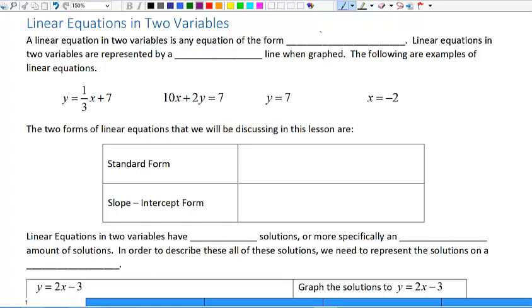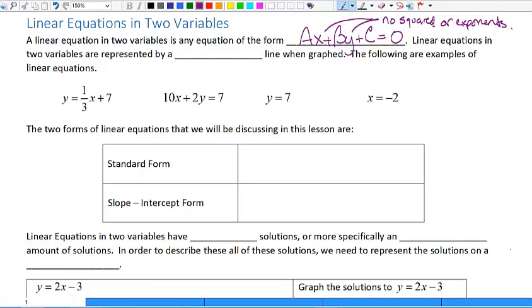In this lesson, we're talking about linear equations in two variables. A linear equation in two variables is any equation of the form ax plus by plus c equals 0. Now, please note that the x and the y can't have any squares on it or any other exponent. So just x and just y.